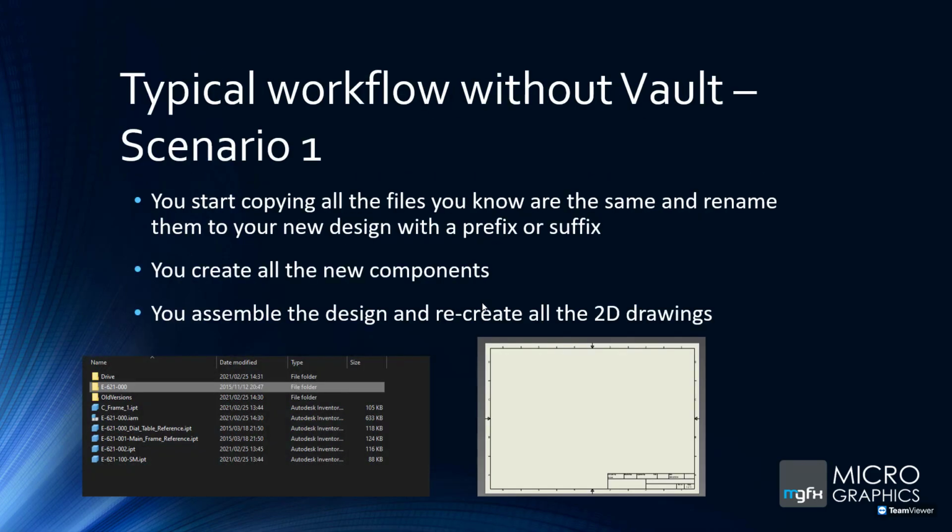So then let's look at scenario 1 and 2. Without Vault, scenario 1, you start copying all the files that you know are the same, and you rename them, or you put a prefix or a suffix in, and save it to a new folder. In Inventor, as you know, you have to create a project pointing to that folder. You put it all together in your assembly, create your new parts, and then recreate all these 2D drawings as well, and the detailing takes a lot of time. You can see that is very time consuming.